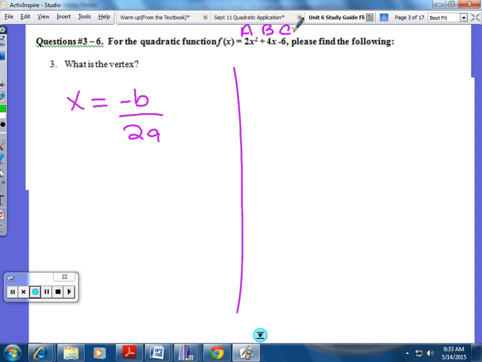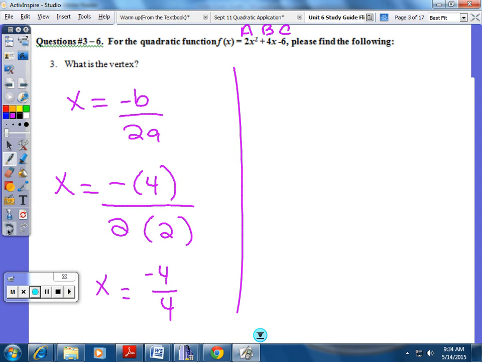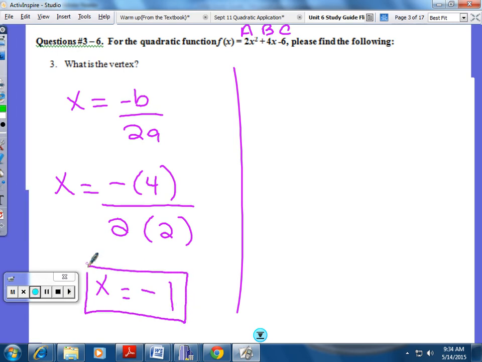So now we just plug in what we have. The opposite of b is 4, so it's the opposite of 4 divided by 2 times a, and a is 2. So we simplify that, we get -4 over 4, and that reduces to -1. So the x coordinate on my vertex is going to be the same thing as my axis of symmetry. The x coordinate on my vertex is -1. So I've already got half my problem done.